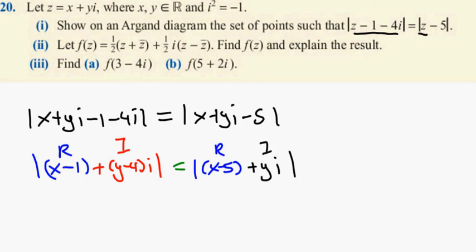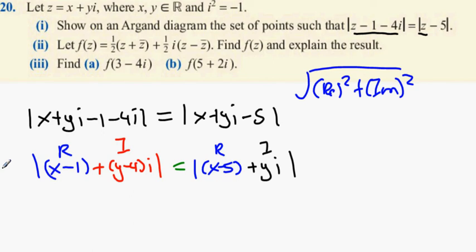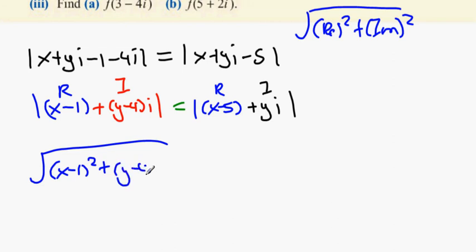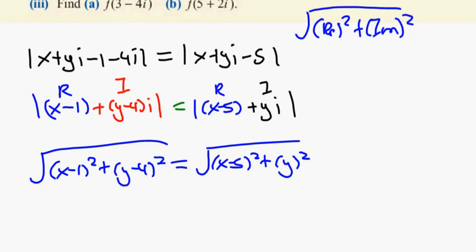Now remember, these modulus signs here mean the square root of the real squared plus the imaginary squared. So what we're going to get is the square root of (x minus 1) squared plus (y minus 4) squared equals the square root of (x minus 5) squared plus y squared. Now we can get rid of the square root signs right away and multiply this out to get x squared minus 2x plus 1.